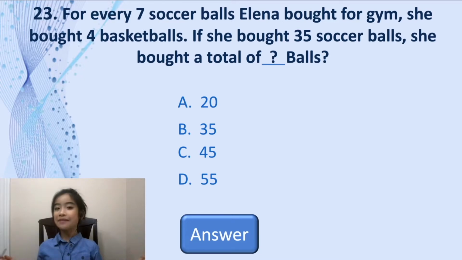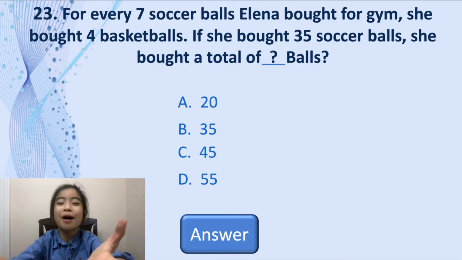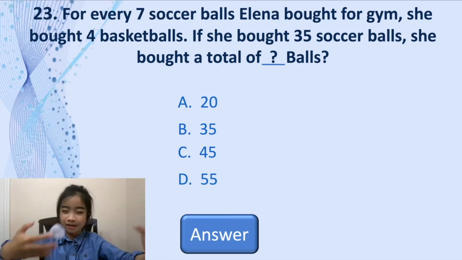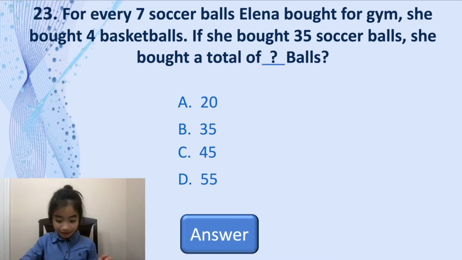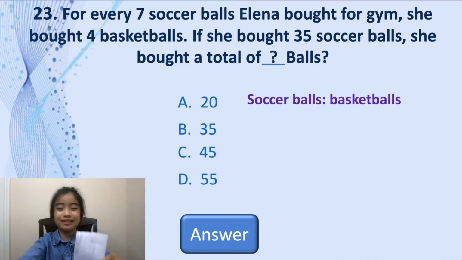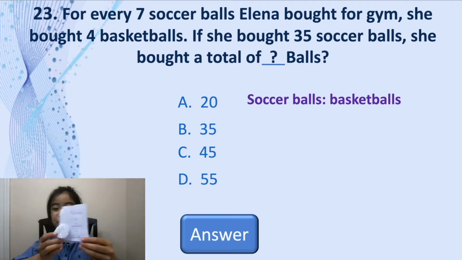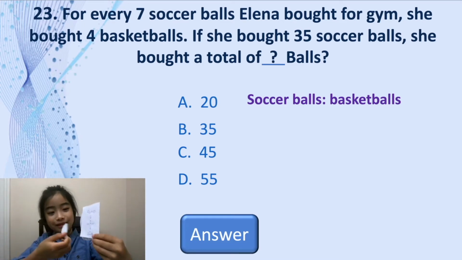For every 7 soccer balls Elena bought for Jim, she bought 4 basketballs. If she bought 35 soccer balls, she bought a total of how many balls? Well, this says how many balls, not how many whatever balls. So let's see right here. This is called a ratio, soccer balls to basketballs, using my pointer hand.